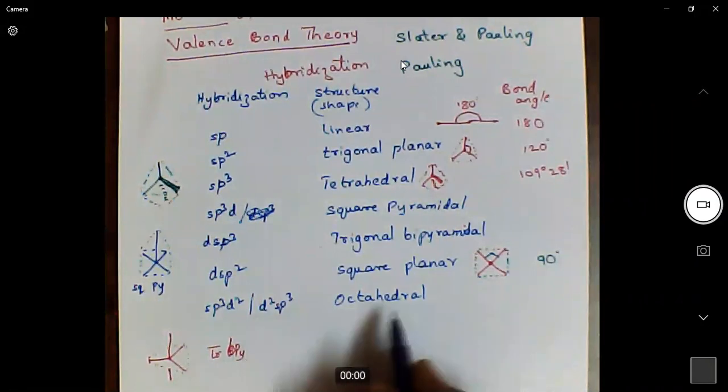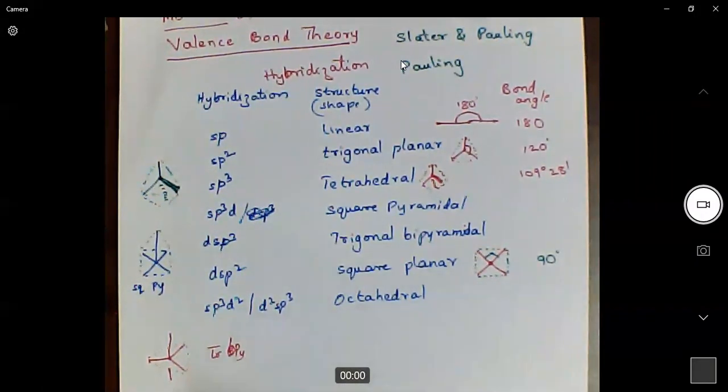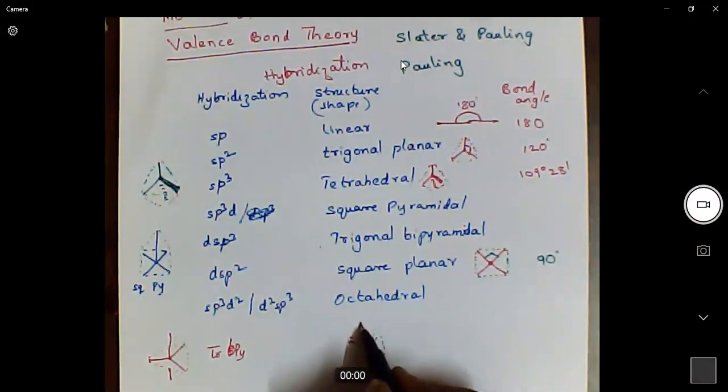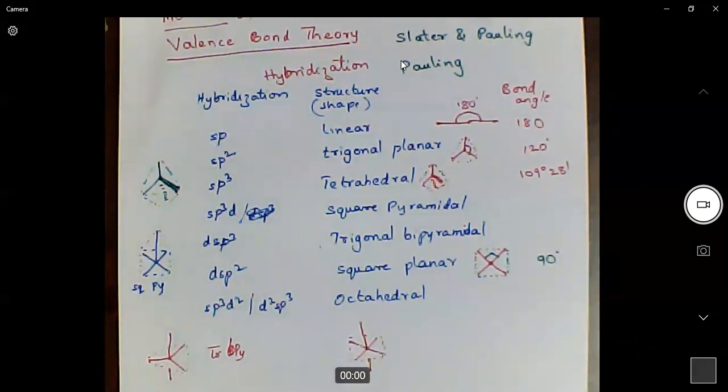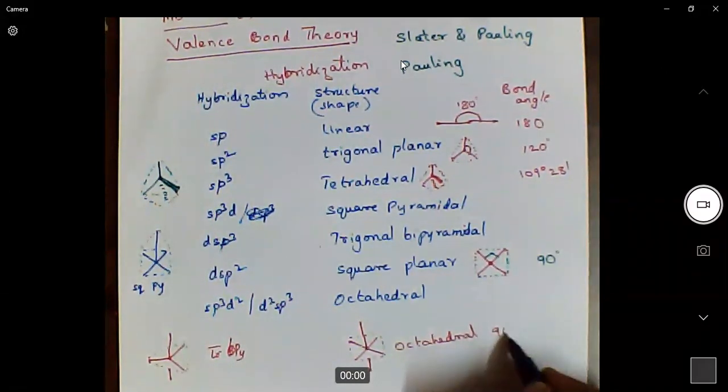Now, look at the octahedral shape. What is octahedral shape? Octahedral shape means it is a square shape. That means the central element is bonded to 4 other atoms. Then we have one bond above the plane, another bond below the plane. This is the shape of octahedral. In octahedral, the bond angle is 90 degrees. In all directions, it is 90 degrees.